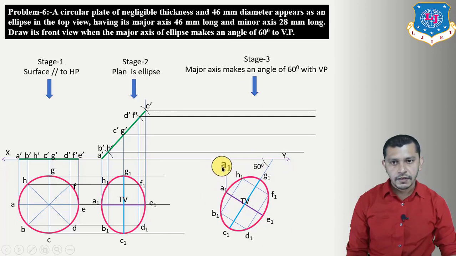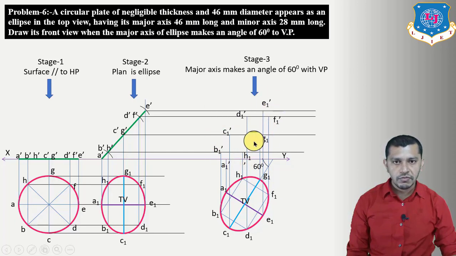So here we will get A1 dash, here we will get B1 dash, here we will get C1 dash, here we will get D1 dash, E1 dash, F1 dash, G1 dash and H1 dash. And now draw the freehand curve passing through these points. We will get the final front view, which is our apparent shape. Now let's move on to the next example.